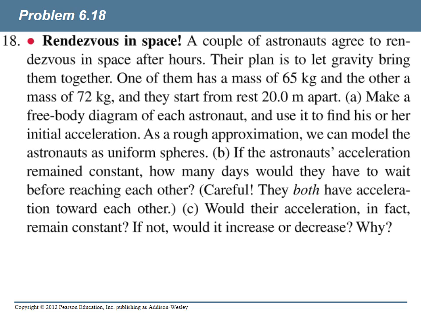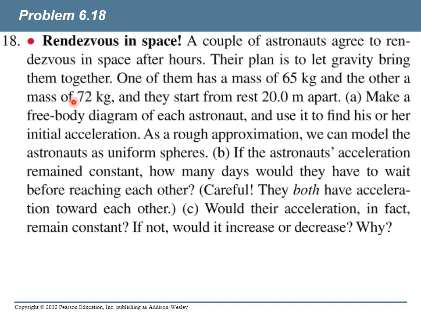We make a free body diagram of each astronaut. If they're in space, they wouldn't have any gravitational attraction from Earth, just because the distance is so far. They would just have a gravitational attraction between them, and they wouldn't have a normal force because they're not standing on anything. It would simply be a force pulling them towards each other. And we're going to use that to find their initial acceleration.